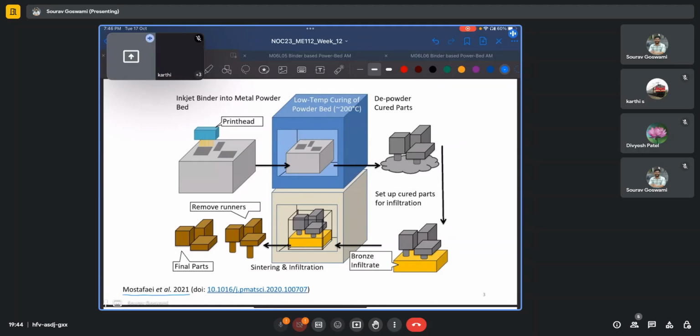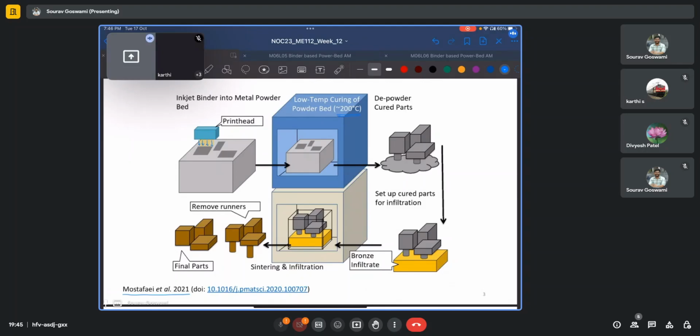So here is just a schematic of the binder jetting process, giving the details of the pre-processing, the printing process, and the post-processing. Initially, we have this print head which is depositing the binder or the ink, shown in yellow, onto the powder bed, and this is deposited in certain key regions to make the parts where we need them. Once it is done, there is a low temperature curing of the powder bed, where the entire powder bed is cured at say temperatures of 200 degrees Celsius, to give some strength to the green part.